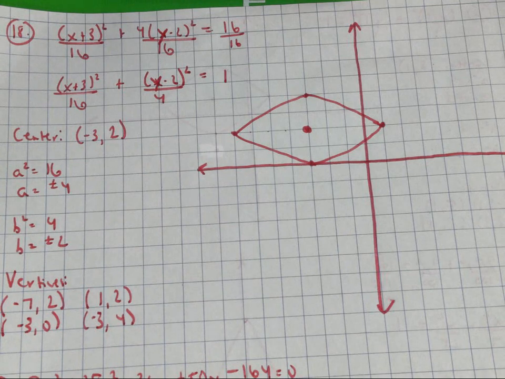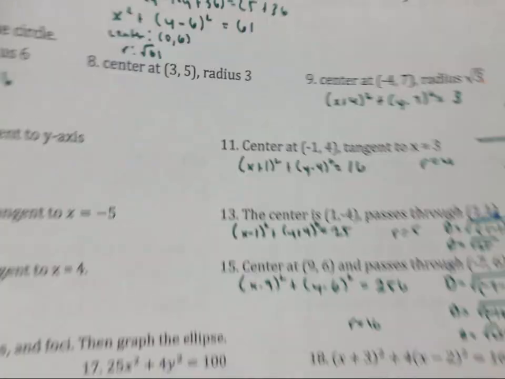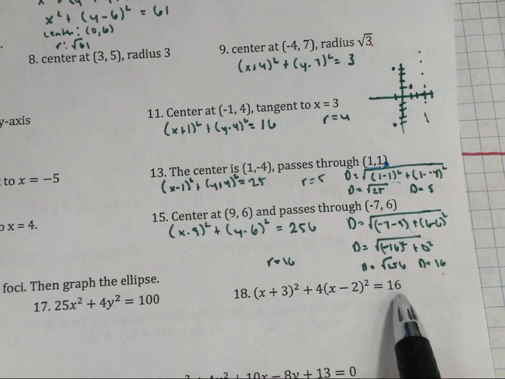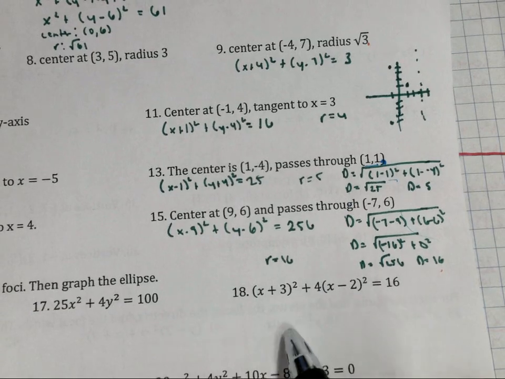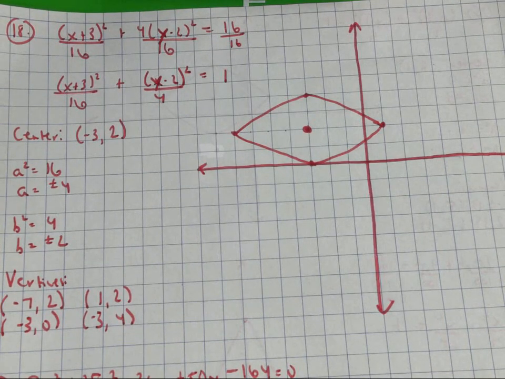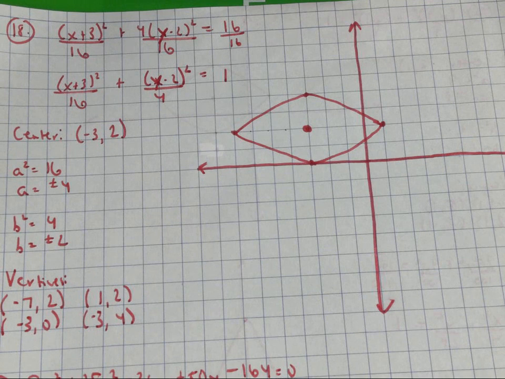Alright, on number 18, the format was this right here. What caught my attention was it was not set equal to 1. So I divided everything by 16. When I did that, 16 divided by 16 is 1. I can't simplify those fractions, can I? That's fine. What catches my attention next, the center is (-3, 2). Then the second thing that catches my attention, the 16 is the larger number under the parentheses with the x. So will this have a horizontal or vertical orientation? Horizontal. So your major axis will be on the horizontal.